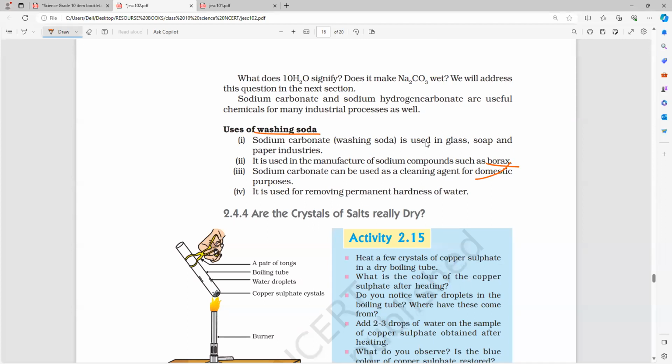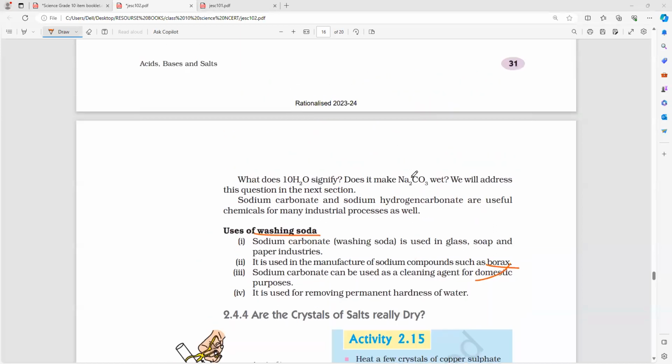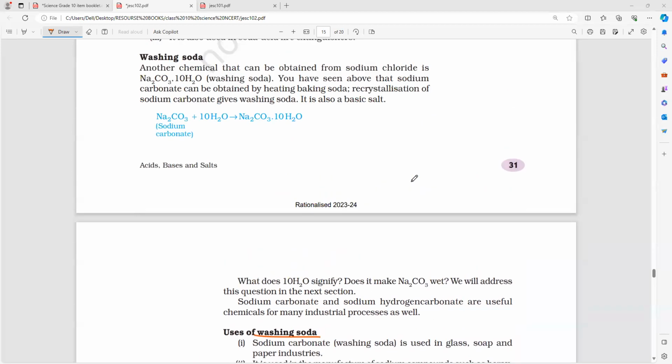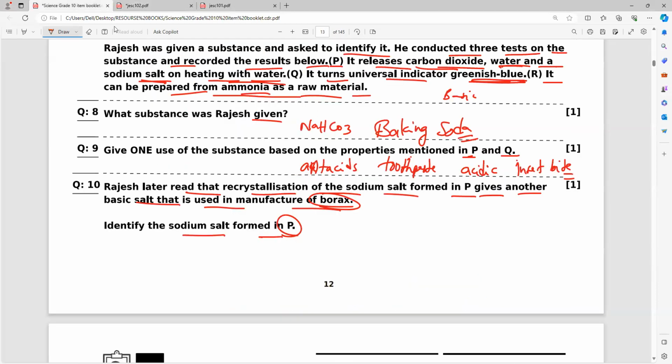So what is the answer? Washing soda. What is the formula of washing soda? Anybody? Washing soda formula. Sodium carbonate decahydrate. Decahydrate washing soda. So remember that. Okay. By seeing the borax, you should remember that. So till here, finish it.